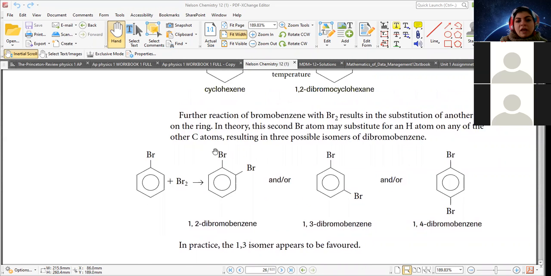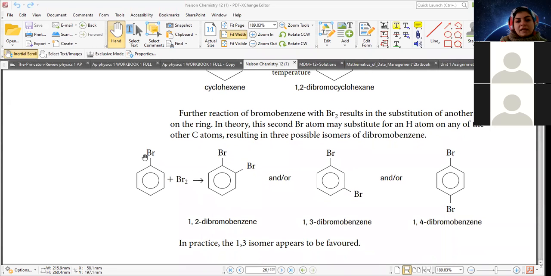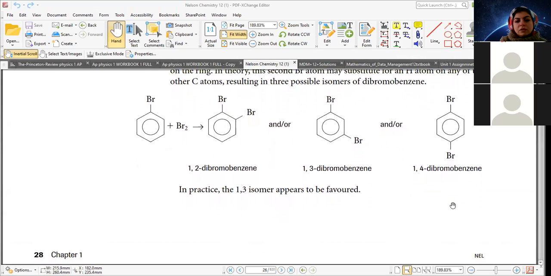So if you have done this reaction, the benzene plus Br2, the Br attached to the ring of the benzene. If, as the result of that, this Br is attached to the ring of benzene, you add another Br2 to it, what's going to happen? The second Br will be here, or it could be on the next carbon, or could be here, right? The 1 and 3 isomers appear to be favored, meaning the first one and the third one are going to be the favored one. This is more likely to happen, right?